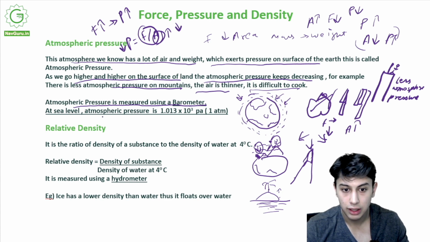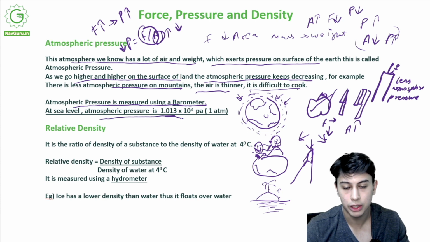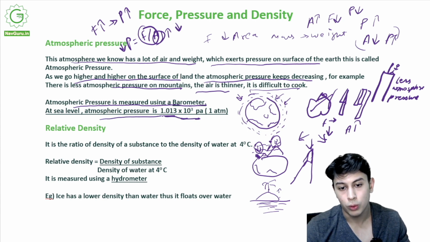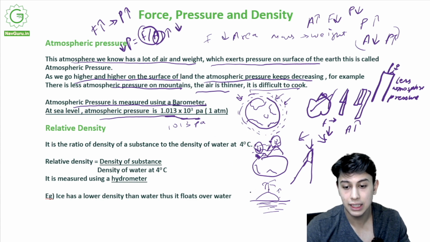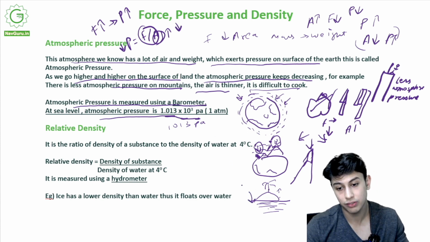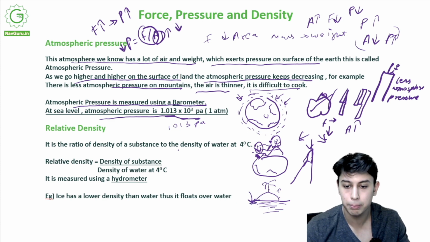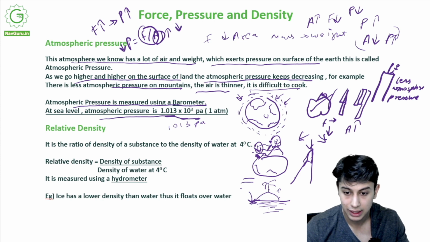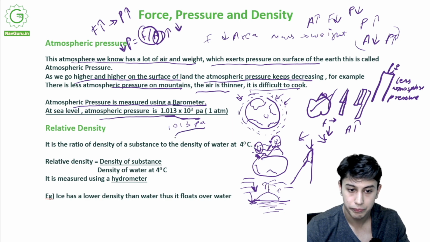So at sea level, the atmospheric pressure is 1.013 into 10 to the power 3 Pascal. 1.013 into 10 to the power 3 will come around 1013 Pascal. If you have ever been to Goa or anywhere at sea level, then the pressure that the atmosphere is putting on you is this much.